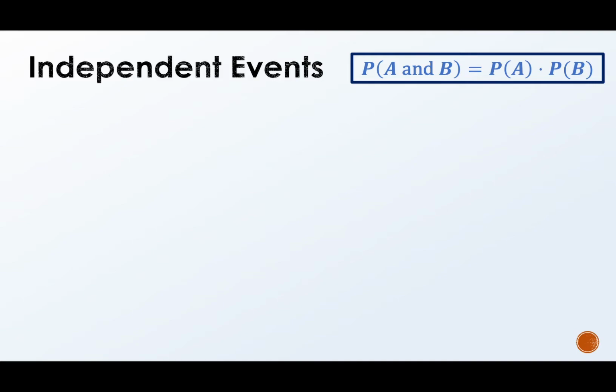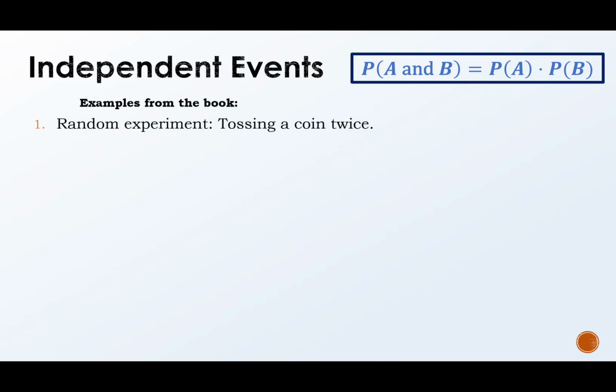Hello! Let's have more examples of independent events and dependent events. So, it's important that we are able to identify if events are independent or not, because the formula for multiplication will differ depending on whether the events are independent or dependent. Alright, so here are examples from the book. I think from page 19, or maybe page 20.